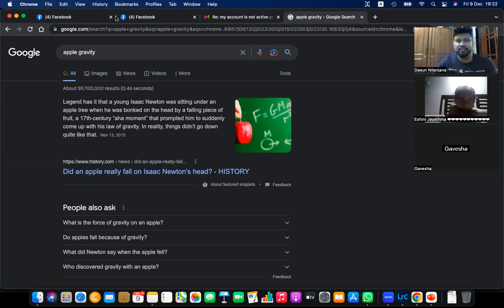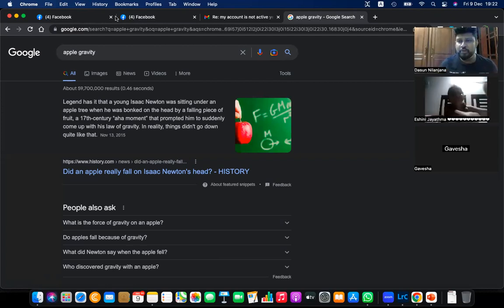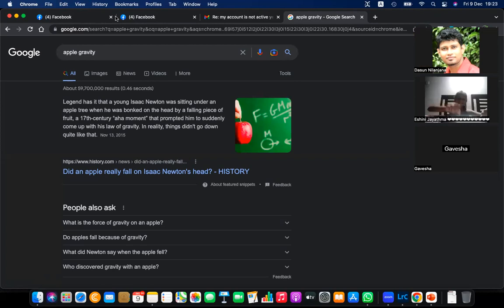What is the reason why it is falling down? Why can't we keep it in the air? Can you do that? If you have a pen with you, can you keep it in the air? Just keep it in the air like this. Okay, it falls down. So why is it falling down? Because of gravity, a force.